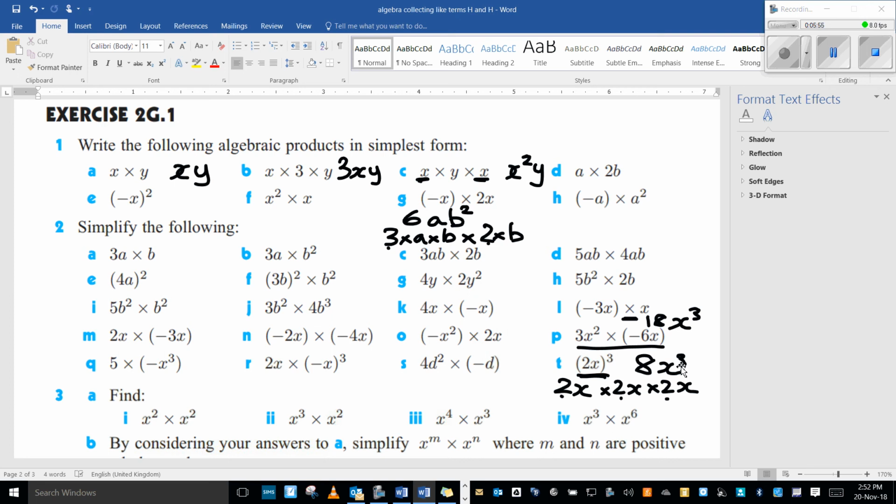Exercise two. You don't have a notes pack on the multiplying terms. So you have these as examples, but you can do these questions later.